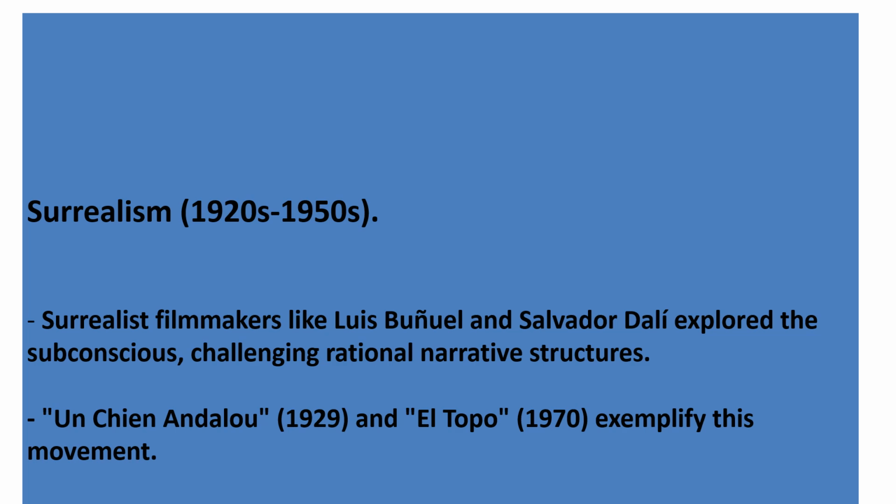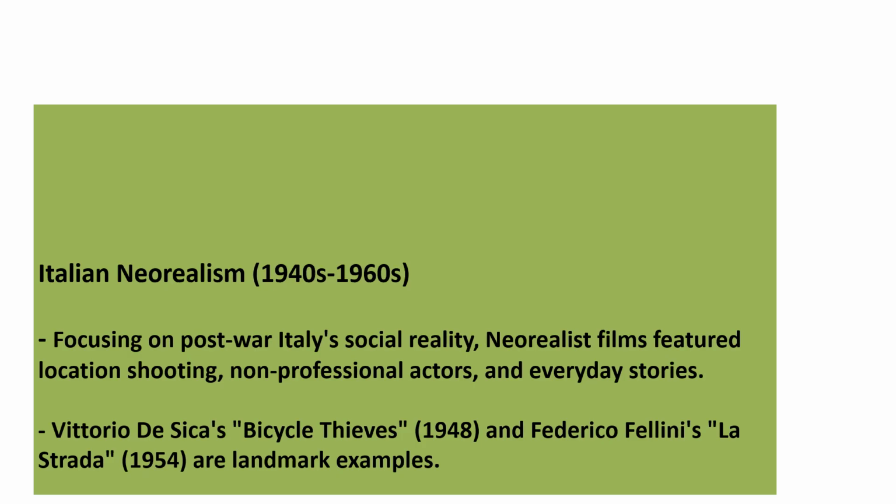Italian neorealism is a movement which started in 1940s and ended in 1960s. They are focusing on post-war Italy's social reality. We know that after the Second World War, a lot of destruction, a lot of setbacks were faced by the Italian government. Some of the main characteristics of Italian neorealism was location shooting. That is, there is no studio; they have shot the film at the location itself.